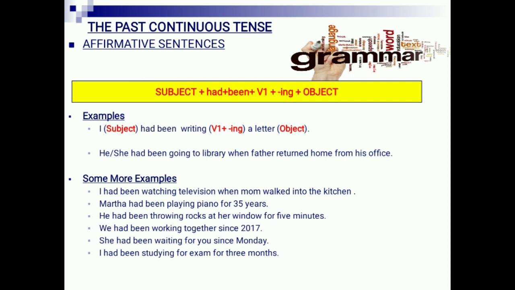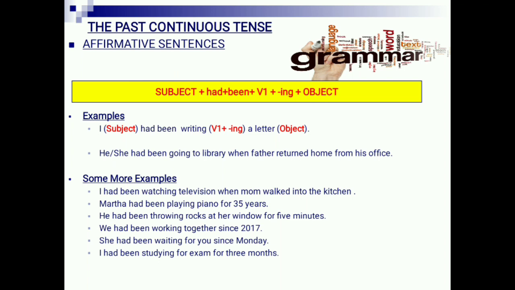Martha had been playing piano for 35 years. See students, in these examples I am giving time references also, that is for 35 years, when mom walked into the kitchen. So here we will come to know that the action is happening in the past, and I am giving some time references also here by using since or for. See the next example, you will come to know. He had been throwing rocks at her window for 5 minutes. How many minutes was he throwing rocks at the window?